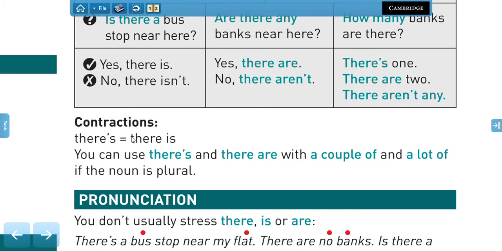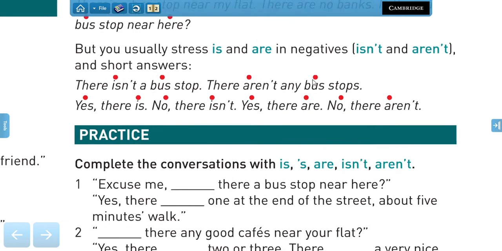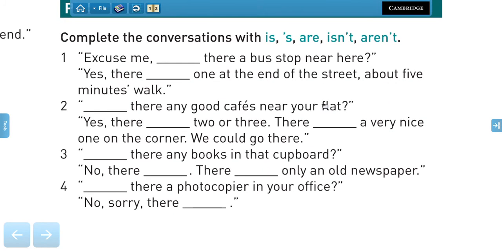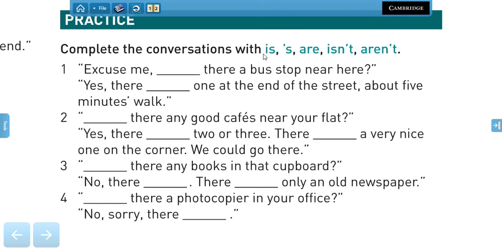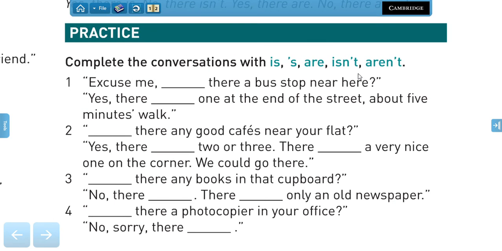Then we have contractions. You can use there is and there are with a couple of and a lot of if the noun is plural. Yeah, so the importance here is it is in the noun, right, and not in the expression. Now, complete the conversation with is for question, contraction s, are, isn't, or aren't. So pause the video and complete now.